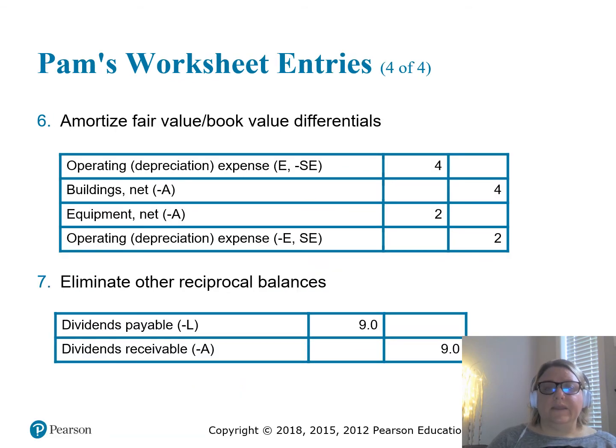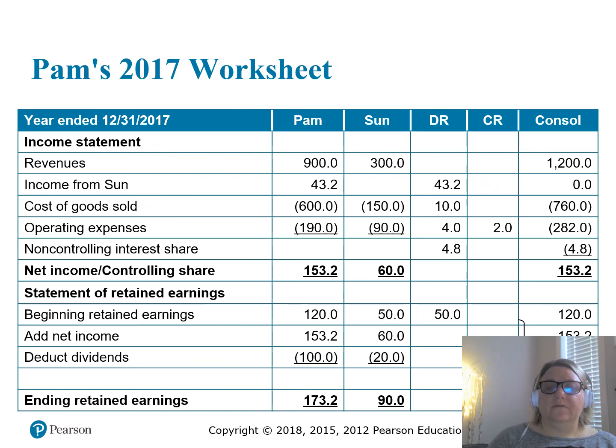Okay, so we are going to go ahead and fix the differentials between fair value and book value. Trying to find my little marker. Here we go. So we take the depreciation for buildings that we figured earlier, the depreciation for equipment, and the reciprocal balances and dividends payable. And then here's our final worksheet. Again, everything adjusted.